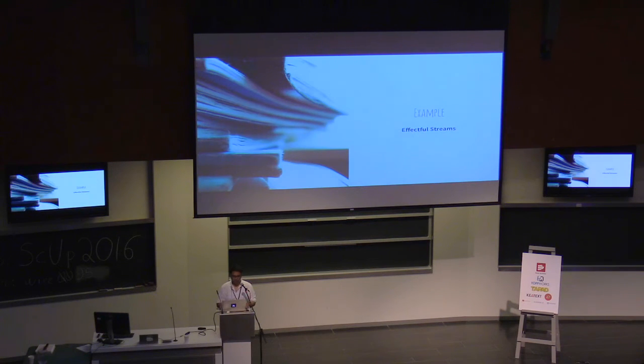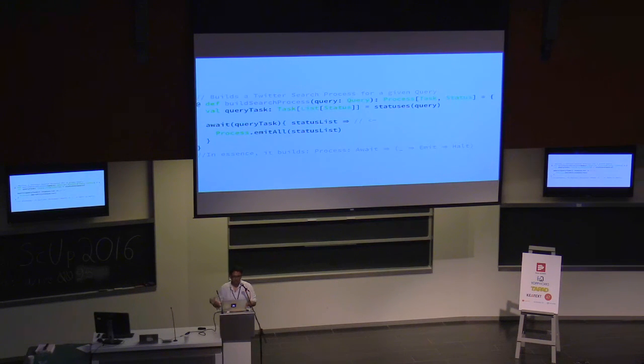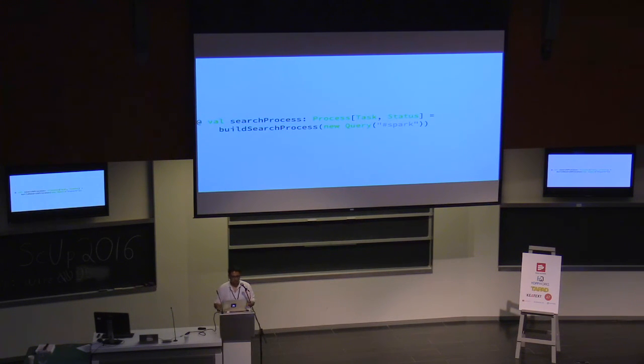To give you an example of an effectful stream, we can use the previous example that we had. Previously, we had a query and we were building a task of list of status from searching Twitter with the Twitter client. We can lead that task into await, so we pass that in await, and await will wait to finish the query task. When it gets the result, it will emit the resultant values out of it. In essence, it built a very simple process which has three steps: await, then when the result comes back, it continues with emit, and then halts. With that kind of process, you can start searching with hashtag Spark or hashtag Scala Up North, and it would go search Twitter with the Twitter client and give you the result back.